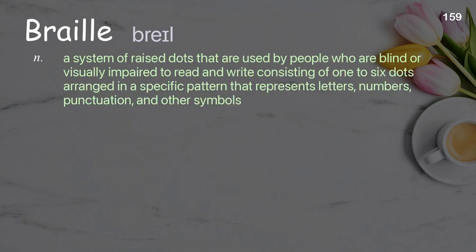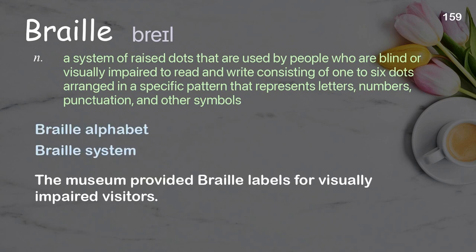Braille. A system of raised dots that are used by people who are blind or visually impaired to read and write, consisting of 1 to 6 dots arranged in a specific pattern that represents letters, numbers, punctuation, and other symbols. Examples: Braille alphabet, Braille system. The museum provided Braille labels for visually impaired visitors.